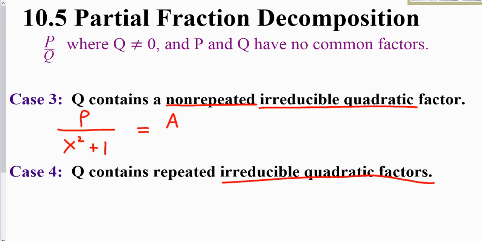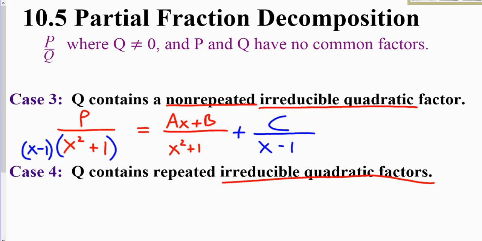So instead of just having a variable a on the numerator, to do our partial fraction decomposition, we're going to let it be a linear term, ax plus b over x squared plus 1. We could still have a linear term here, like x minus 1, and we could add that and say, okay, there has to be a c, and there's an x minus 1 here as well, and include that in our process of solving.